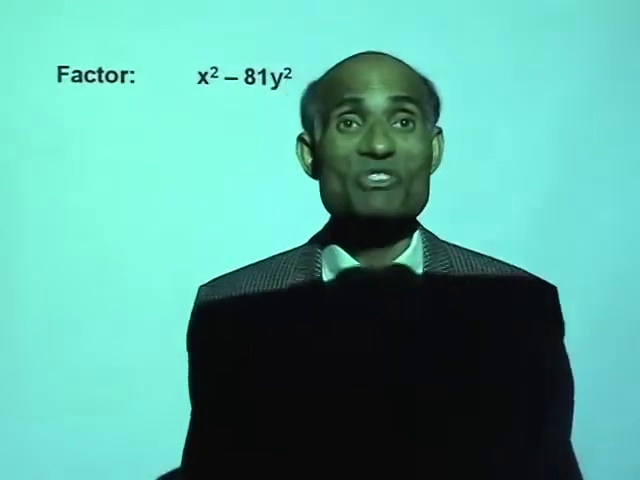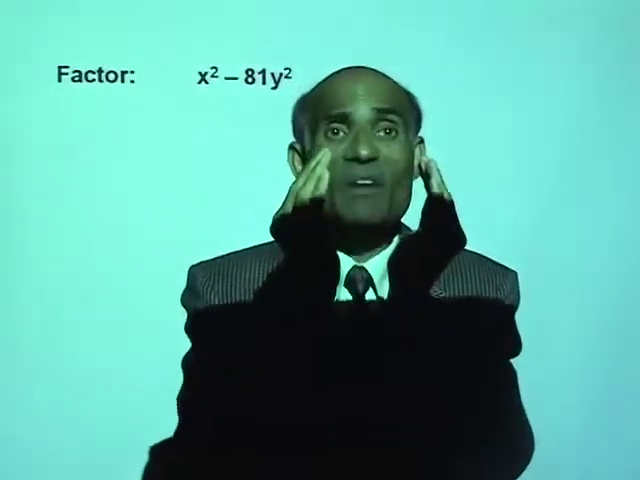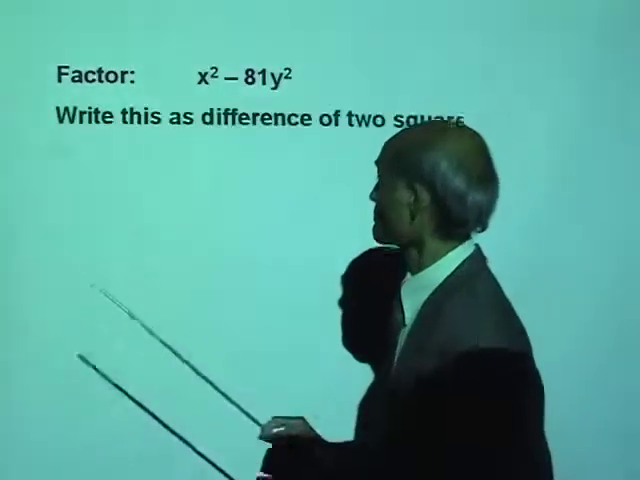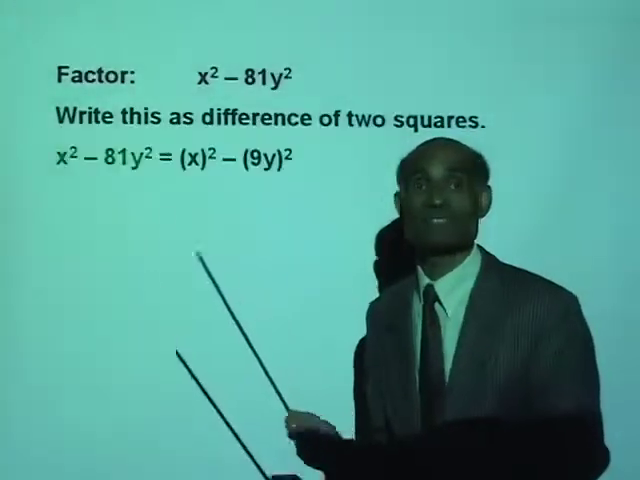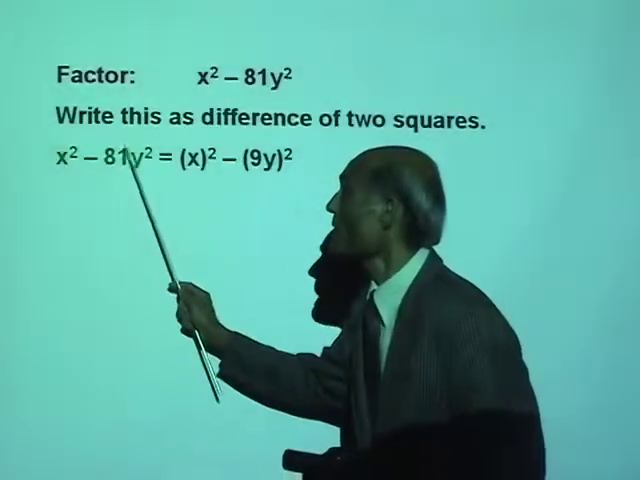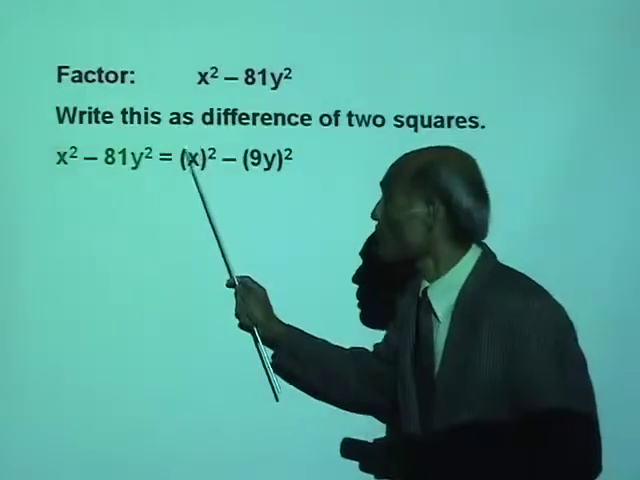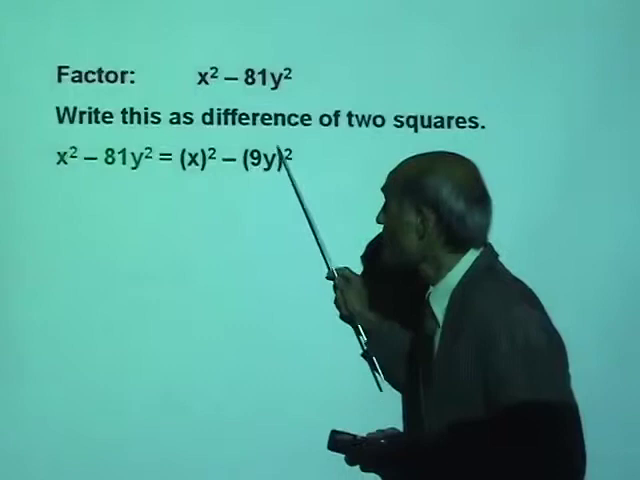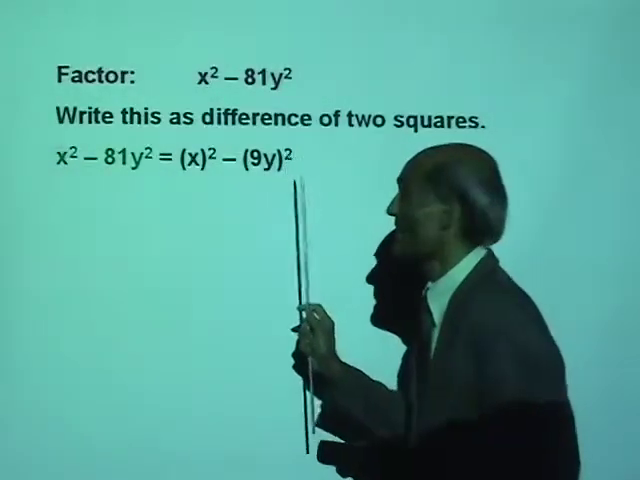81y squared is the same as 9y, the quantity 9y raised to the power of 2. Is that right? Yes. Okay. Write this as the difference of two squares. x squared minus 81y squared is the same as the quantity x squared minus the quantity 9y raised to the power of 2.